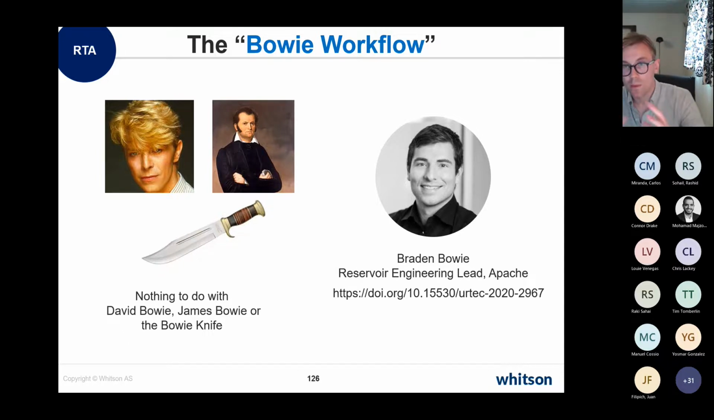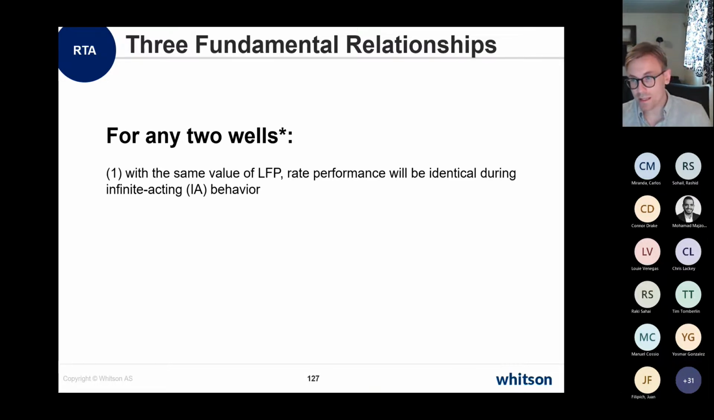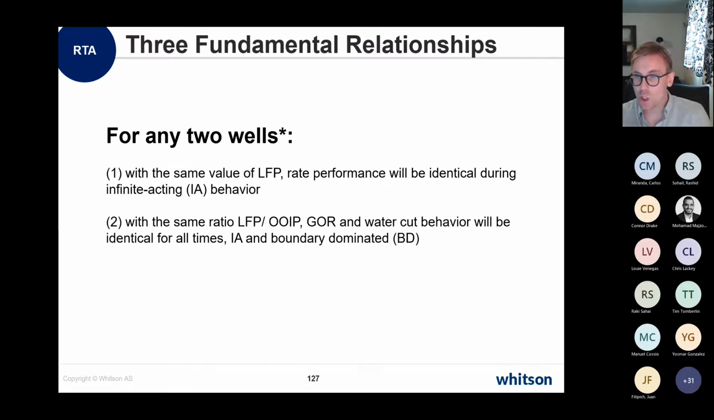To understand, we've already looked at the diagnostic plot, and we would like to understand what's going on behind the hood. And to really understand numerical RTA, or RTA in general, there are three fundamental relationships that are important to understand. Those three relationships: for any two wells, as long as the LFP is the same, then the rate performance will be identical during infinite acting behavior. The second thing is that if the LFP to oil in place ratio, or LFP to OIP ratio, is the same, then all the relative rates, so GOR and water cut, will be identical for all times, both infinite acting and boundary dominated.